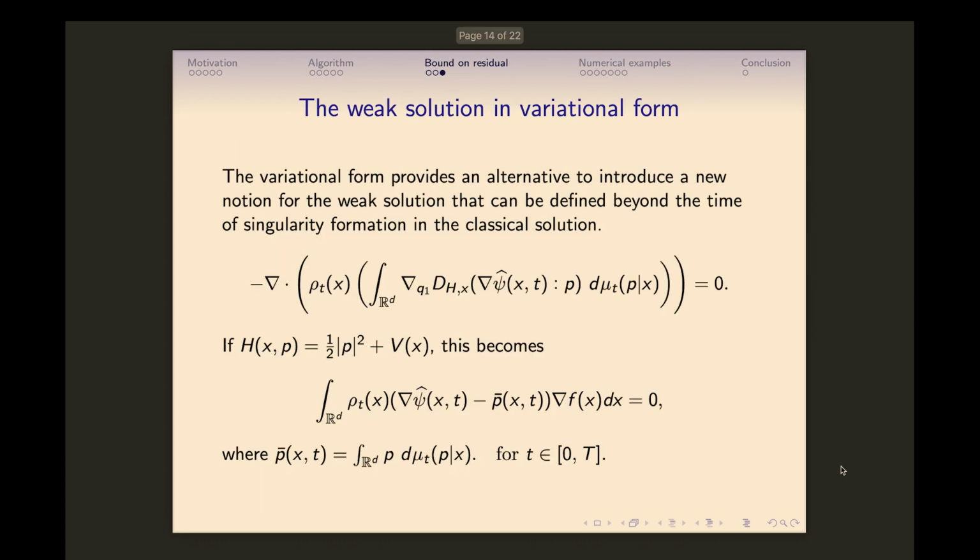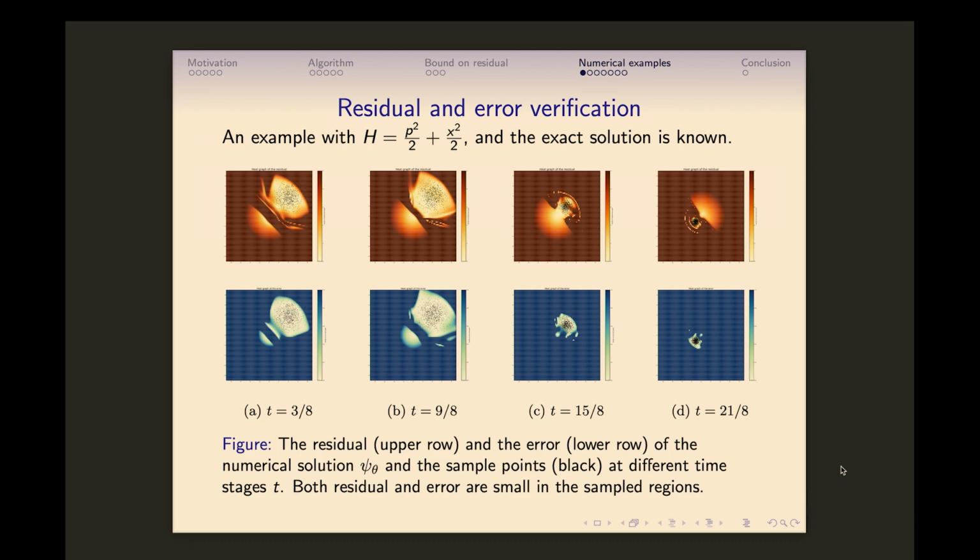All right, so let me show a few examples to illustrate. I think this is a 2D example because we have an exact solution, and so we can really evaluate what the error is and what the residual is. The black dots are the places where we get the sample. Of course, the samples are generated at different times. This is a different time, and the samples are generated by the ODEs, and they actually go according to the dynamics.